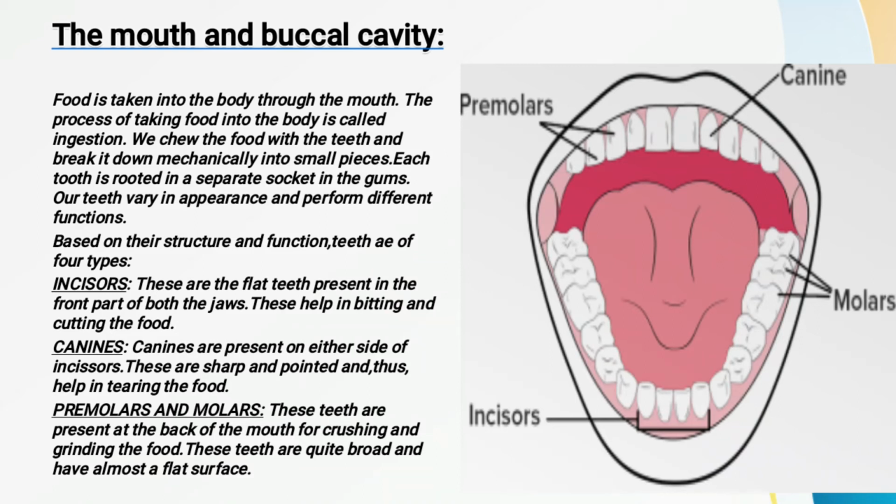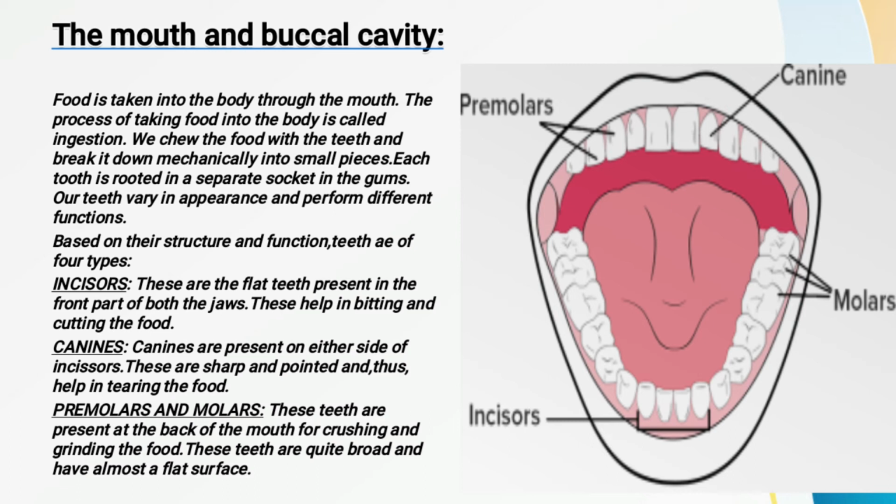First of all, we will read about incisors. Incisors are also called the cutting teeth. Why are they called the cutting teeth? Because the function of the incisors is biting and cutting the food. And where are they present? They are present in the front part of both the jaws. So this is called an incisor. Here you can see that the incisors are present on the front part of the jaw.